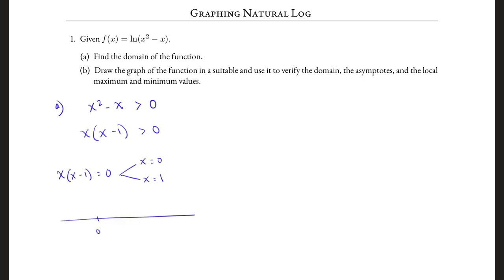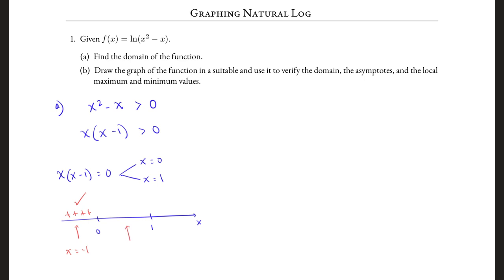Then on the x number line, we have 0 and 1 as our breakpoints. We then check the sign of each interval. Pick any number in the first interval. In this case, -1 is in there, and we plug it in to see if this is greater than 0. -1 minus 1 is -2, and so we have -1 times -2, which is yes, positive. And so this is a good interval.